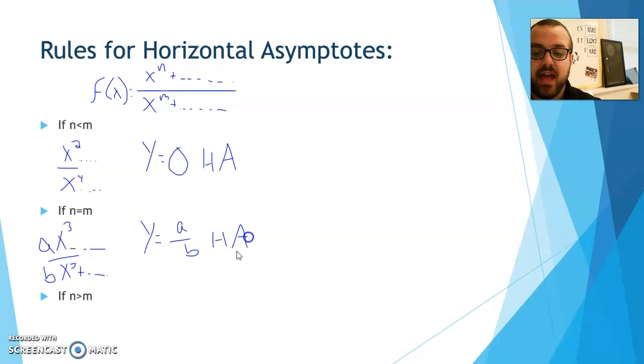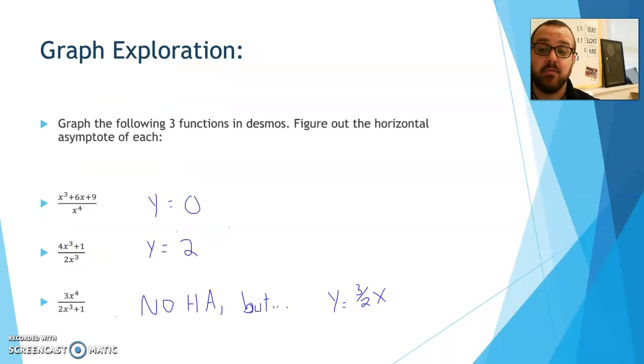And then if n is greater than m, there is no horizontal asymptote, although we're going to add a little something onto that in a second. So three things can occur. You either have a horizontal asymptote at y equals 0 if the degree of the numerator is less than the denominator, at a over b, the ratio of the leading coefficients, if the degrees are the same, and if the numerator is larger, there is no horizontal asymptote. That follows along with our last slide we just did.